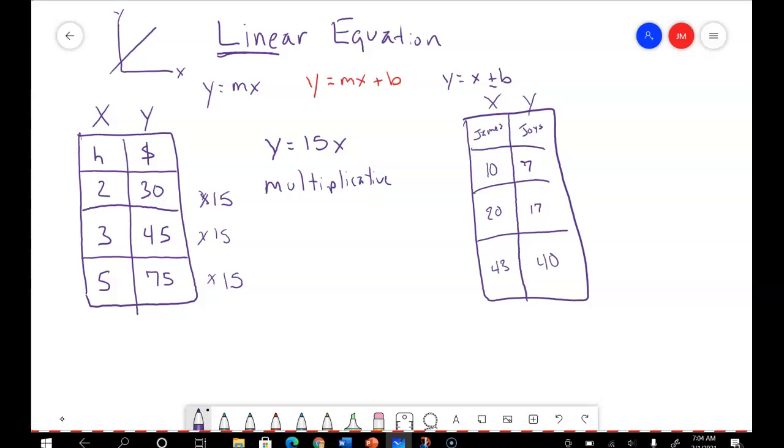Now, this one, we're not multiplying anything to x to get y. We're going to figure out, how did I get from x to y? Well, 10 plus negative 3, 20 plus negative 3, 43 plus negative 3. So I have my y value equals my x value plus negative 3. It could also be y equals x minus 3, because adding a negative is the same as subtracting a positive. So whichever one you're more comfortable with. This is called an additive relationship.